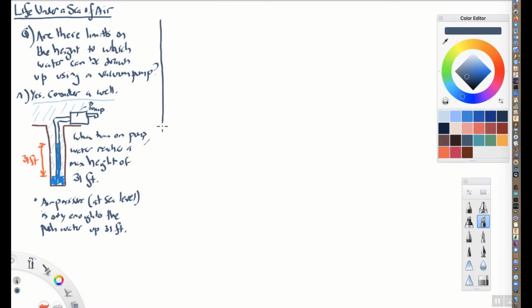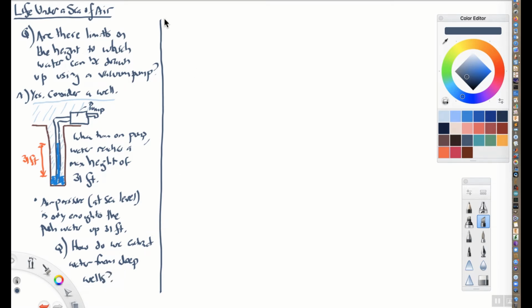So immediately this raises the question. Let me draw another question here. How do we get water out of wells that are deeper? How do we extract water from deep wells? It's kind of a natural question that we may ask.